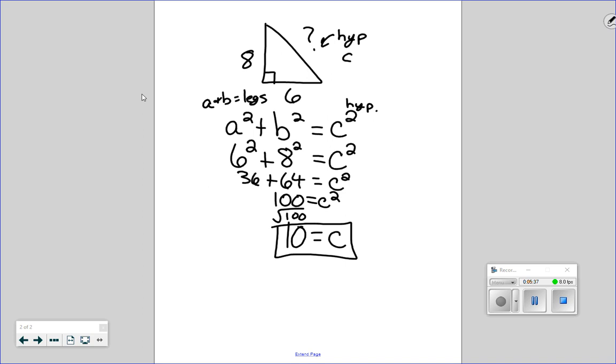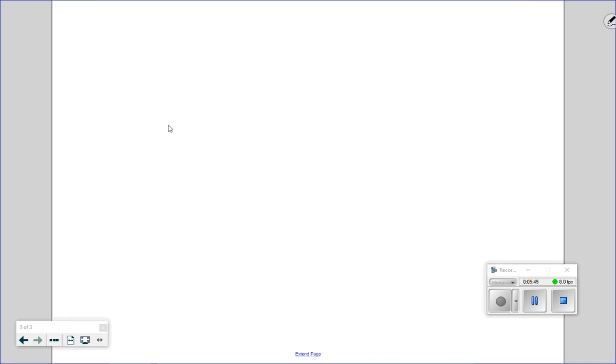So we can do this with other right triangles. We do have to make sure that we have a right angle that's marked in order to use this, but otherwise we can use it to find any missing side of a right triangle. So let's look at another example here. Here's a right triangle. There's my right angle.